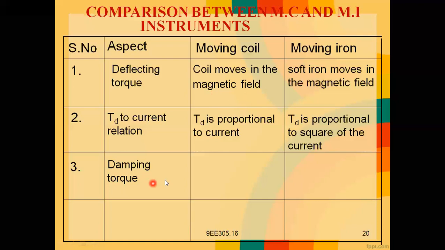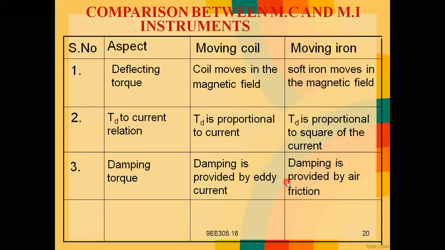And coming to the damping torques, for moving coil, we'll have eddy current damping. Damping is provided by eddy currents. And for moving iron, it is pneumatic damping or air friction damping. Eddy current damping is not possible for MI instruments.